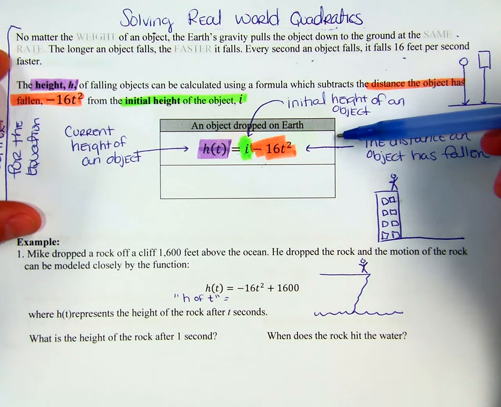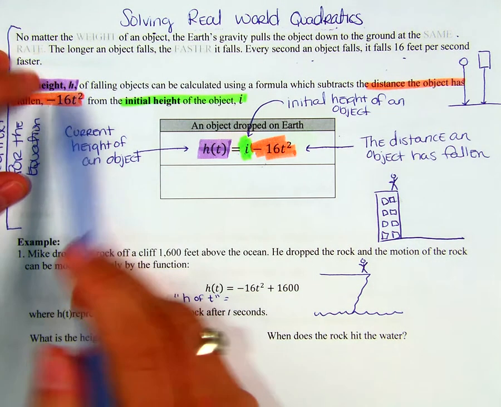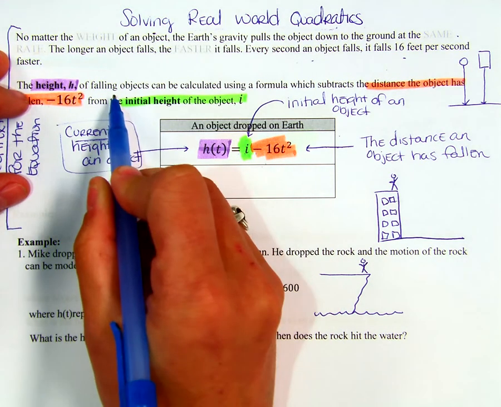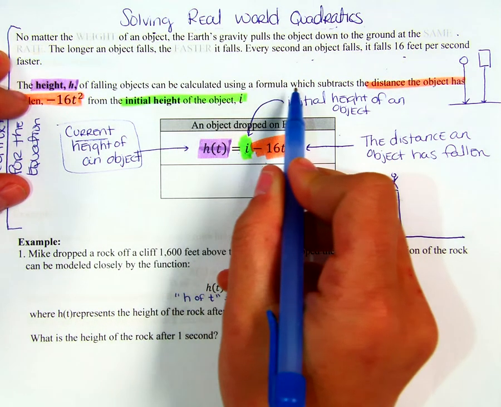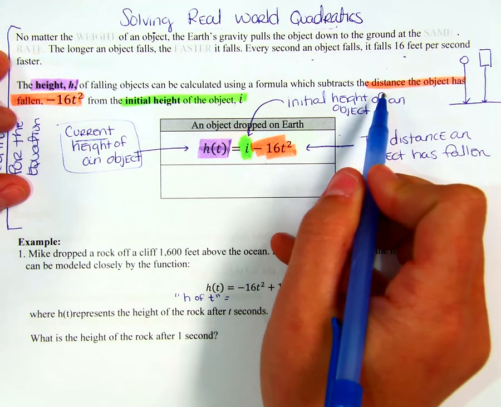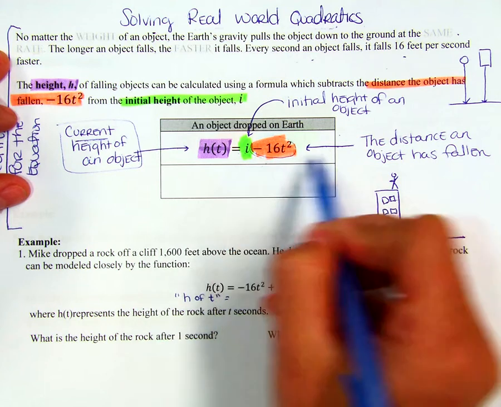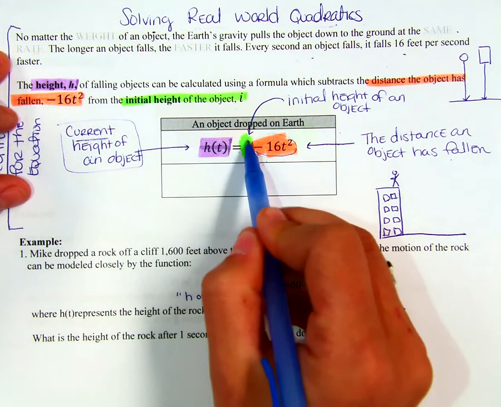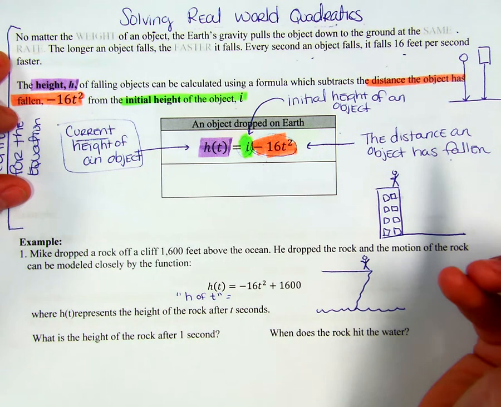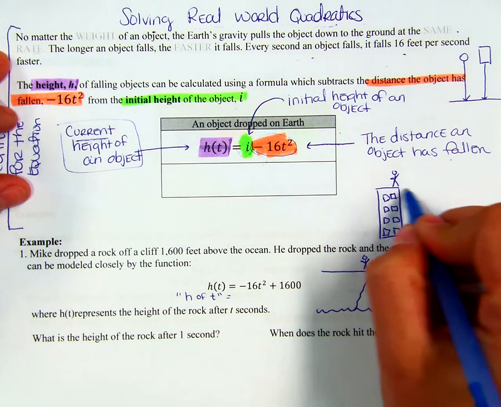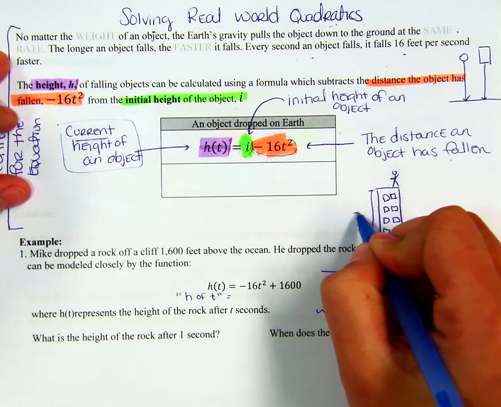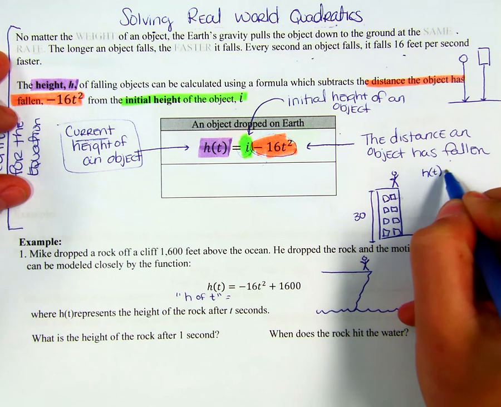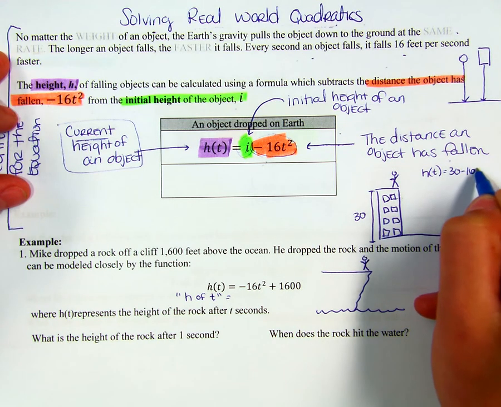Okay, so here we have this equation, and the height, so when I say height, I mean the current height of an object, can be calculated using the formula which subtracts the distance an object has fallen. So we're subtracting the distance an object has fallen from the initial height of the object. So this is the initial height of the object. So let's say that this building is 30 feet tall. That would be the initial height of the object. So the height of the object is equal to 30 minus 16t squared.